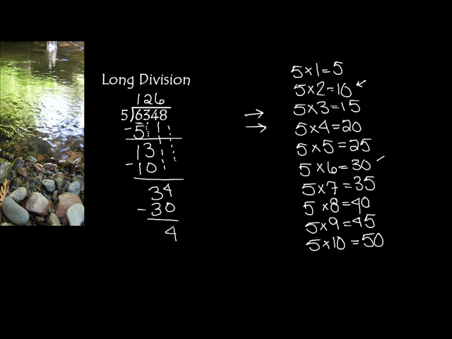And I'm going to bring this 8 way down to here. And once again, I look at my products and say, well, which product is close to 48? That would be 45. That's 5 times 9. I put a 9 here. 9 times 5 is 45. And I subtract again. 48 minus 45 is 3. And so I have a remainder of 3.